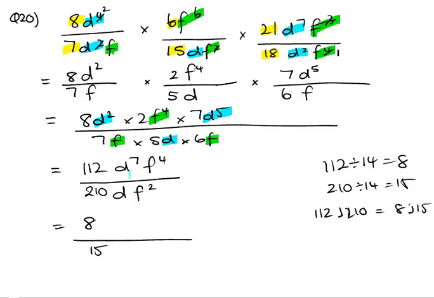Okay, now we do the d's. D to the power of 7, take away 1 is d to the power of 6. We do our f's. F to the power of 4, take away 2 will give you 2 left, so f squared. So this is your answer.